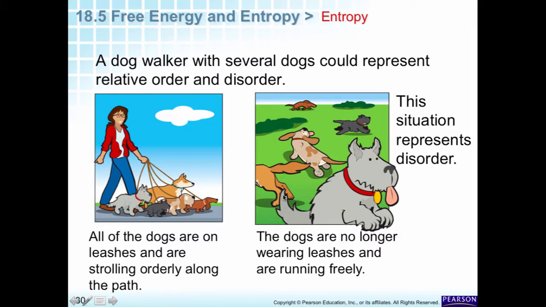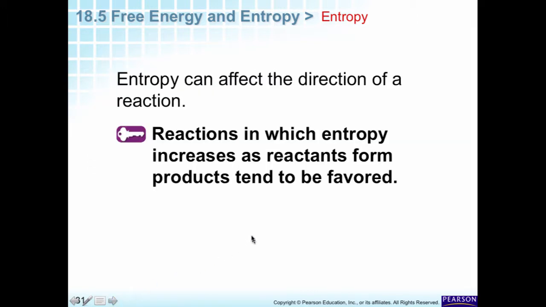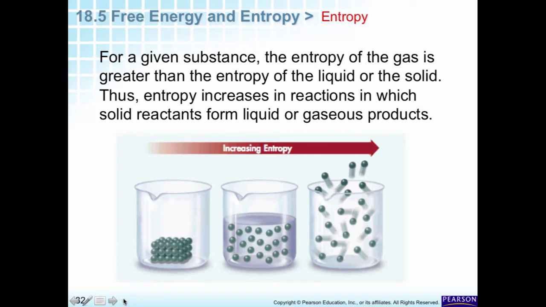Okay, so here's an example of a dog walker. All the dogs are orderly on their leash. She lets them go and they run all over the dog park. Now they're free to run. So they've increased their randomness because they're all over the place. So when the entropy increases, as reactants form products, they tend to be favored. So in other words, if entropy increases in the products, then that's going to be the favored reaction.